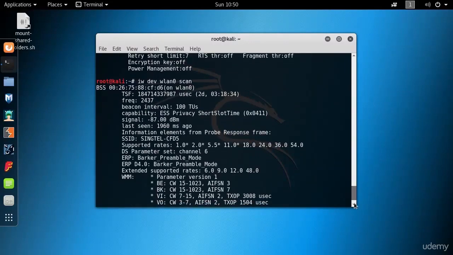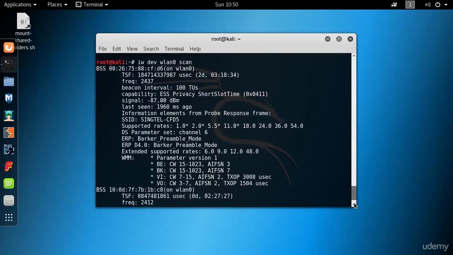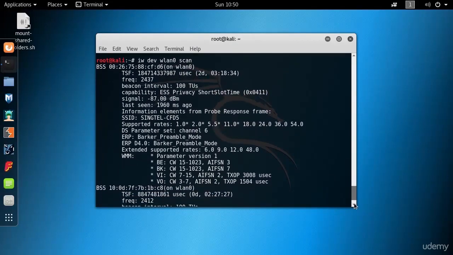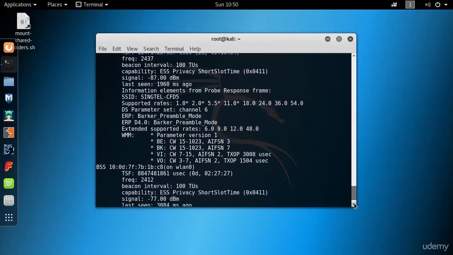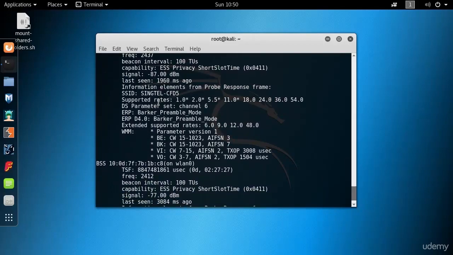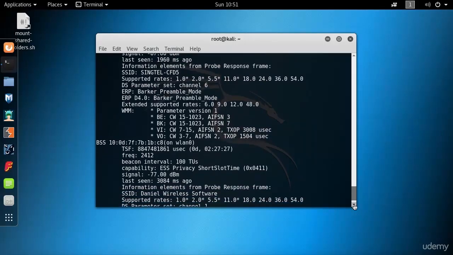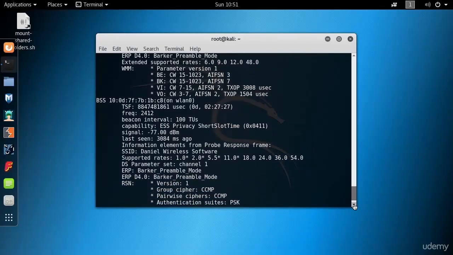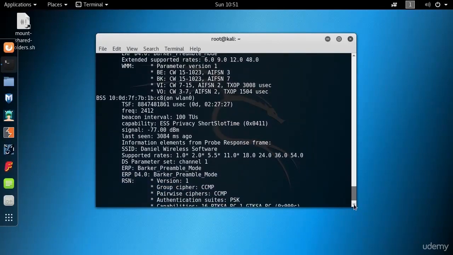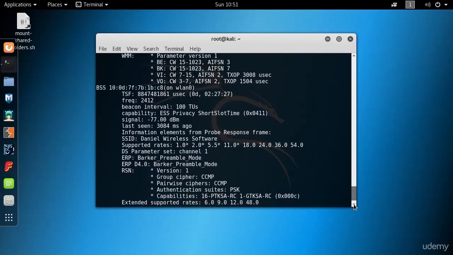So for example, for this SSID Singtel CFD5, we have the beacon interval, how often the beacons are sent. And then various things like the supported rates. WMM is about quality of service. So there's best effort, video, voice. There's 4 classes of traffic that are supported. And that's actually from the 802.11e specifications, at least the amendment, which then got rolled into 802.11.